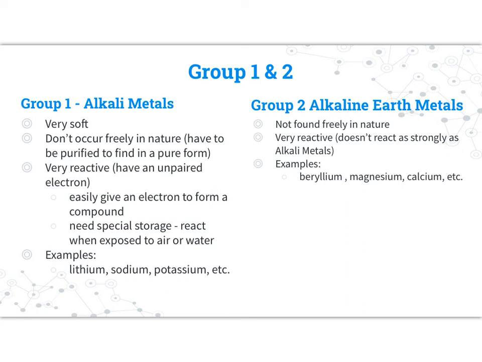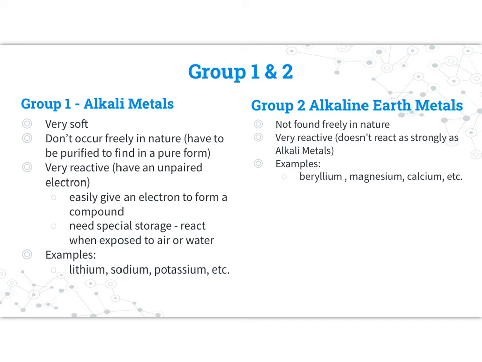Group 1, that first column, is called the alkali metals. These are typically very soft as a metal. They can be cut typically with just like a plastic knife. They don't occur freely in nature because they are super reactive. So in nature, they are combined in compounds. They're not just found in a pure form. They're very reactive because they have an unpaired electron. They easily give up an electron to form a compound, and that's why they are all found in compounds.